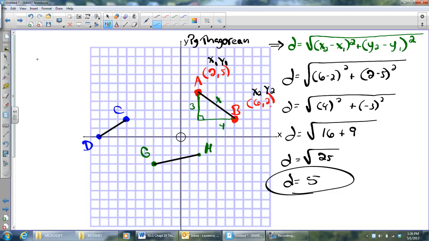So let's try it on a blue problem here. I've got to find the coordinates of the two blue points. Well, C looks like it's at negative 6, positive 2. And D looks like it's at negative 9 and 0.